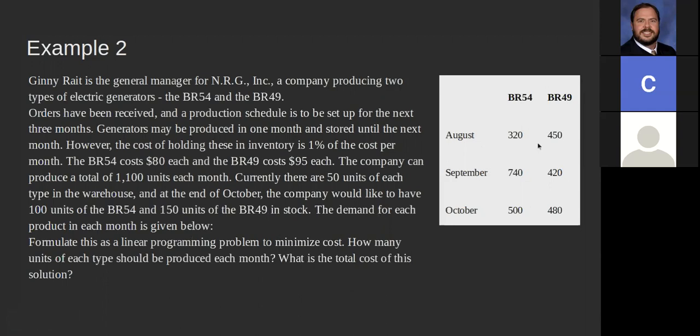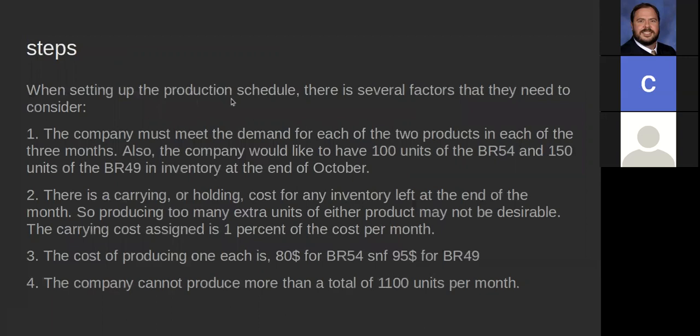So in August, it's 320 for the BR54 and 450 for the BR49. And then you need to formulate a linear program to minimize the cost: how many of each unit should be produced each month, and what is the total cost of the solution. So the first step is, when you set up the production schedule, there are several factors that you need to consider. The first is that the company must meet the demand for the two products in each of the 3 months. And also the company would like to have the 150 units of BR54 and 150 units of BR49 in inventory by the end of October.